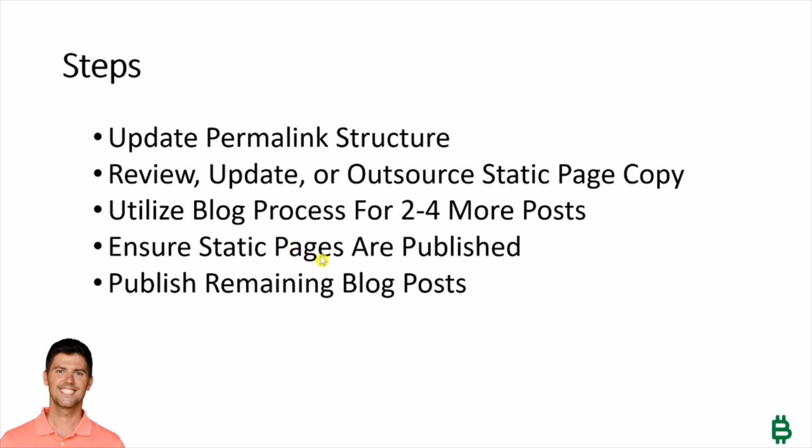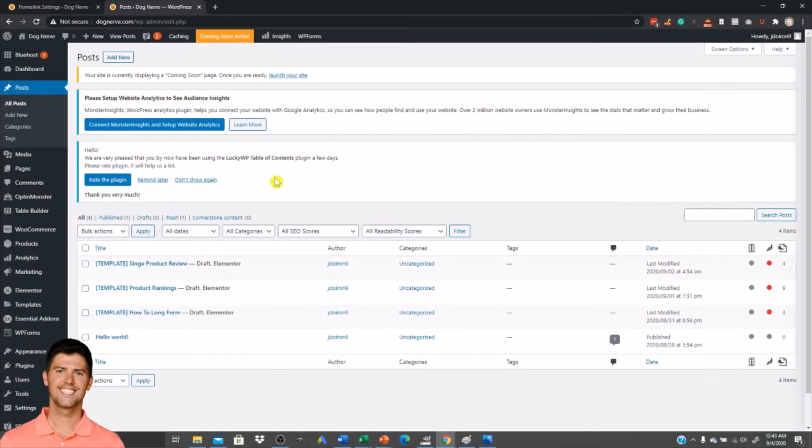Ensuring static pages are published, that's what I just talked about with the drafts. And then publish remaining blog posts. So once we do get these extra blog posts, you're going to want to make sure those are published as well. And what I'm going to do here is show you something real quick as well, which is, now that I'm in posts, you can see I made some edits to this. So I renamed them template, and now they're all in draft mode. I was publishing them just so I can get a better view without having to take the extra clicks.